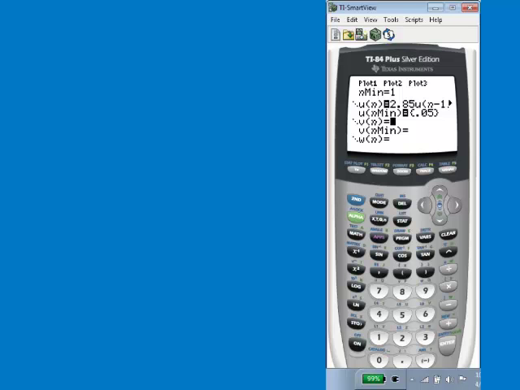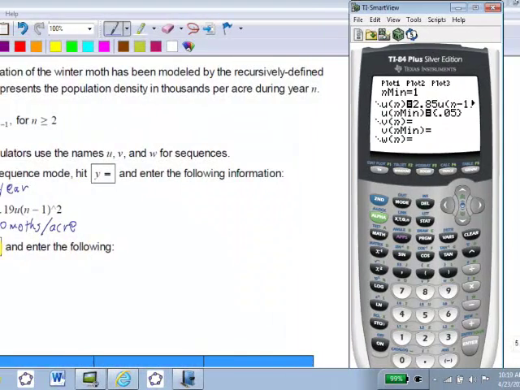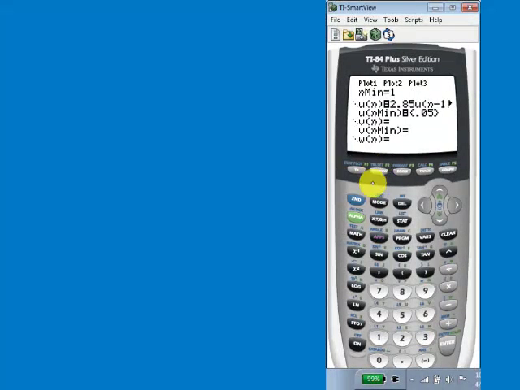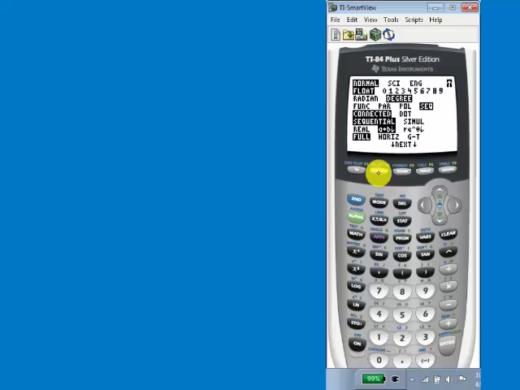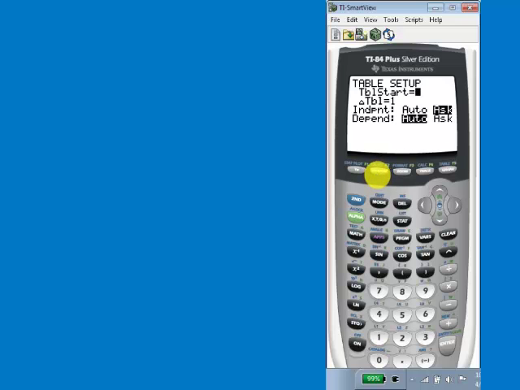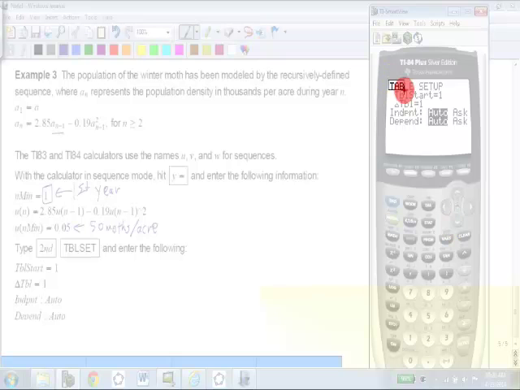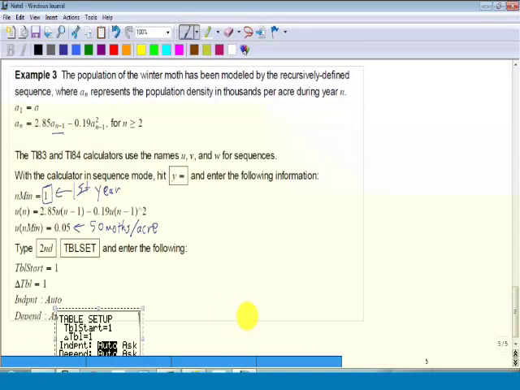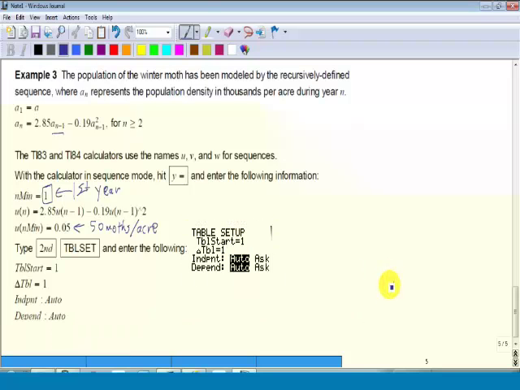Now to do this kind of one at a time, I want to press the second table set up at the top. It's actually on the window button. If you press second followed by window, it takes you here. You want the table start to be on 1, the table increment to be on 1, the independent variable to be on auto, and the dependent variable to be on auto as well, so that it looks like that. And then we should be good to go.